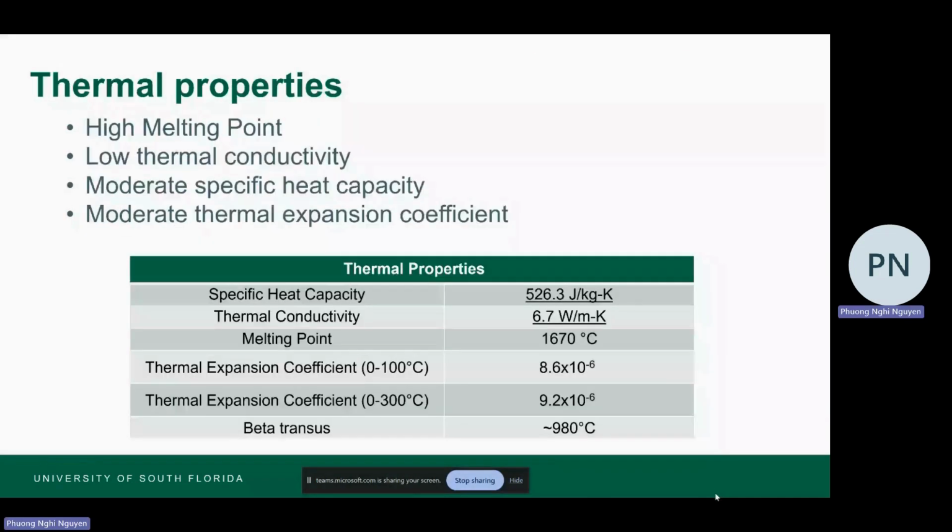As for the thermal properties of Ti64, this material has a very high melting point of 1670 degrees C. However, Ti64 has very low thermal conductivity compared to other metals, which is only 6.7. Ti64 has a moderate specific heat capacity as well as thermal expansion coefficient.